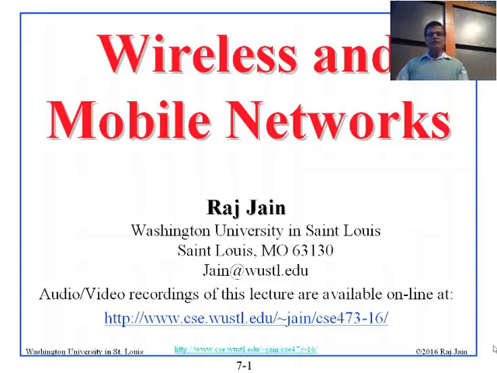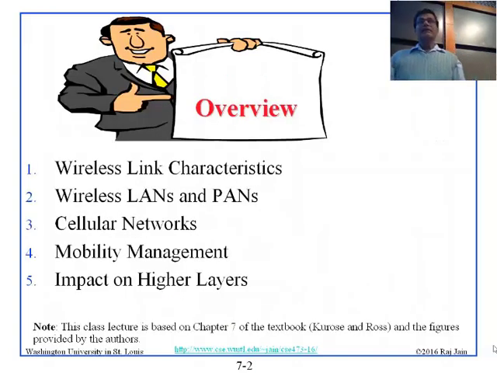So we are moving on now to another data link, another layer 2: wireless and mobile networks. Again, I teach a whole course on wireless and mobile networks. And I'm confused about the numbers now. Some 570 some number is wireless. But this is again one module summary of that whole semester course.